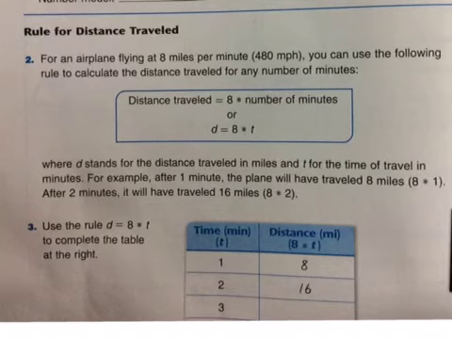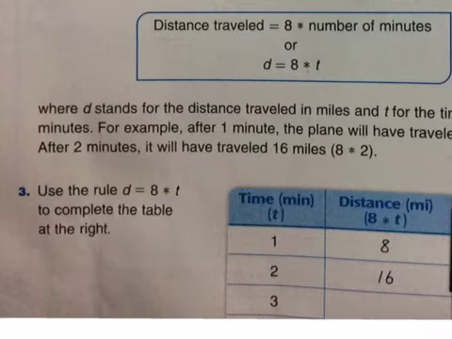Question 2. For an airplane flying at 8 miles per minute, or 480 miles per hour, mph, you can use the following rule to calculate the distance traveled for any number of minutes. Distance traveled, which could be represented with the d, is equal to 8 miles per minute times the time. So the time here, we're going to enter it in minutes, because that is the unit we're trying to use. So distance is 8 times how many minutes?